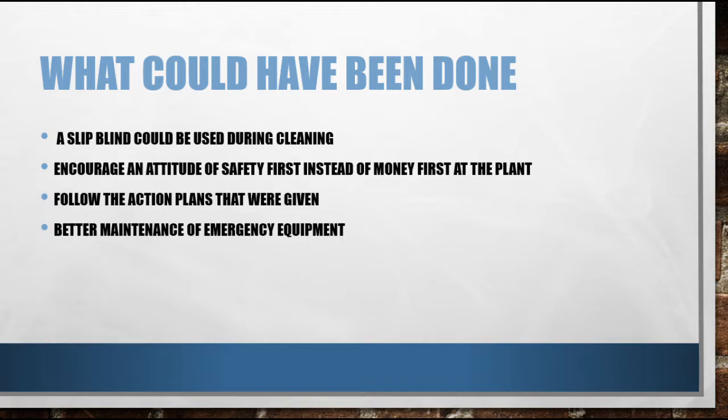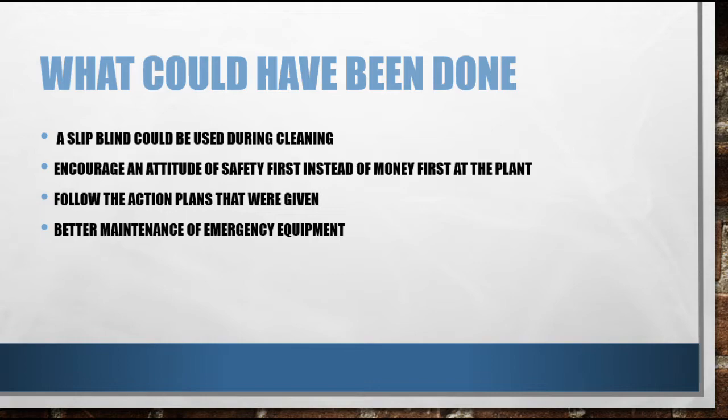Now we'll be taking a look at what could have been done to help prevent this disaster. First off, a slip blind could have been used. A slip blind is a piece of metal that can be slid in between pipes to isolate sections. This could have been used to separate the pipes that were being cleaned from the tanks.